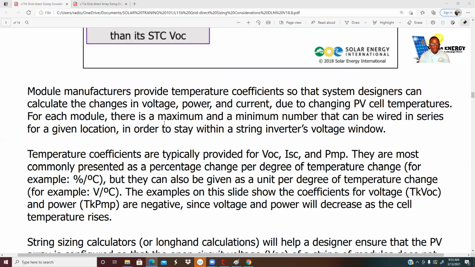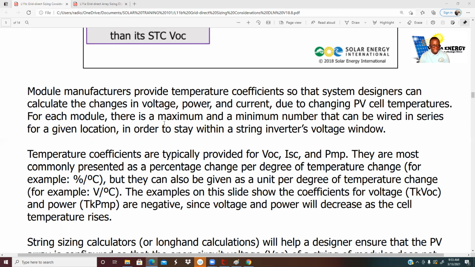Model manufacturers provide temperature coefficients so that system designers can calculate the change in voltage, power, and current due to changing PV cell temperatures. For each model, there is a minimum and maximum number that can be wired in series for a given location in order to stay within the string inverter voltage window. Temperature coefficients are typically provided for VOC, ISC, and PMP. They are most commonly represented as a percentage change per degree of temperature change.